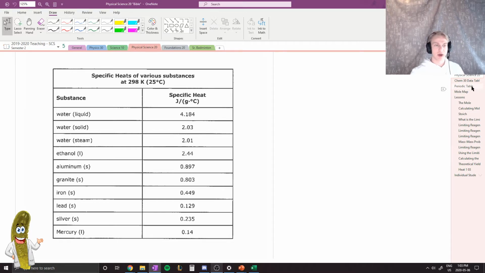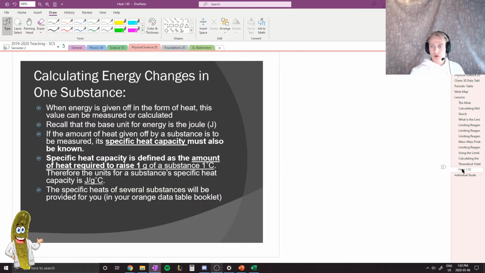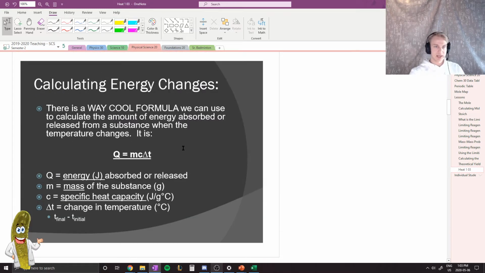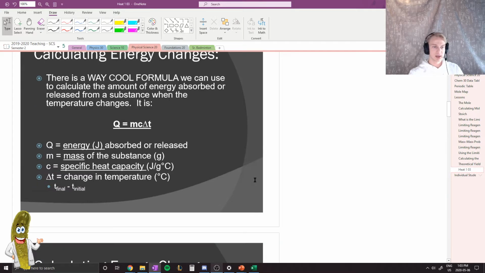So we'll look at a question later with iron, and I will give you in the question the specific heat capacity that you need. So in terms of calculating the energy changes, we're going to use one basic formula, and it's this one here. It's Q is equal to MC delta T. Q is equal to the energy or joules that are absorbed or released. And we'll talk about how to describe whether Q needs to be a positive or negative value in association here with absorbed or released energy. M is the mass of the substance. C is the specific heat capacity. And delta T is the change in temperature. So whatever the final temperature was minus whatever the initial temperature was. We're going to use that to calculate these values here.